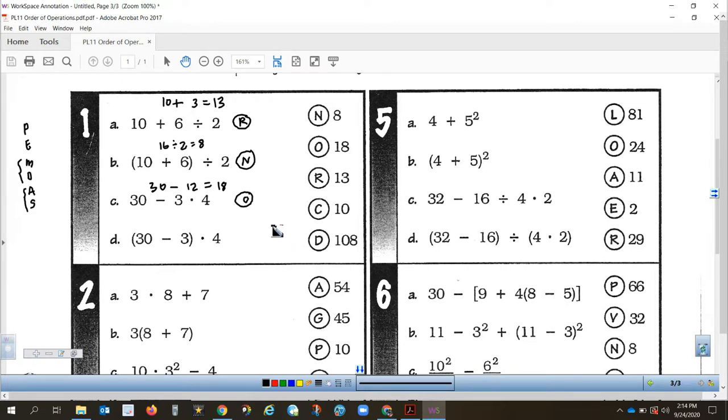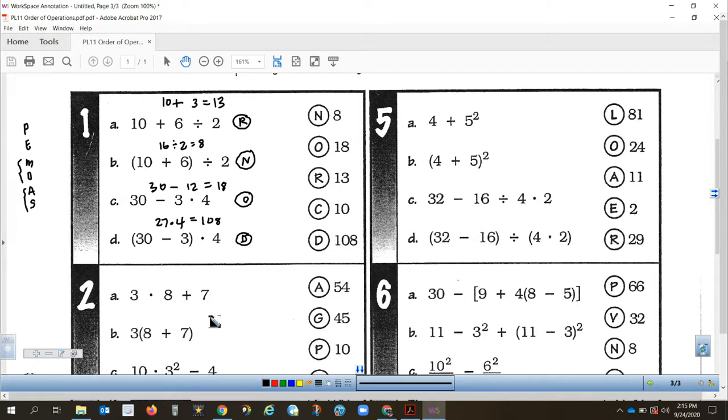All right. And again, looking at this one, I have parentheses. So I'm going to do what's inside the parentheses first. 30 minus 3 is 27. Then I have to do 27 times 4. And gosh, if I take a sneak over here and look, there's only one of these that possibly could be 27 times 4. And it's 108. And that is D. By the way, that's not cheating to look at the answers. That's just being smart. Right?